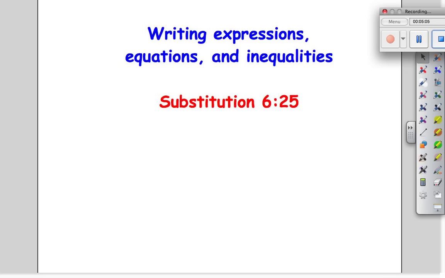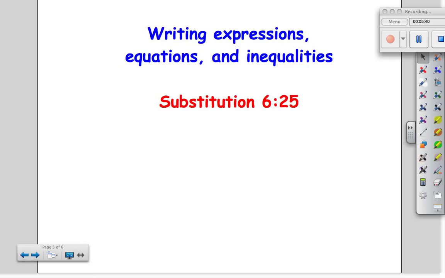So for the substitution procedure that you are going to be needing for this section, I accidentally stuck it in with the portion on writing expressions, equations, and inequalities. So if you are needing to look at that, which you probably are if you are needing to look at this section, go to the writing expressions, equations, and inequalities portion and turn the video to about 6 minutes 25 seconds. That's where the writing portion stops and it moves on to substitution.